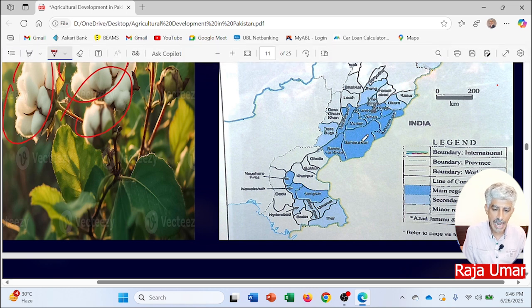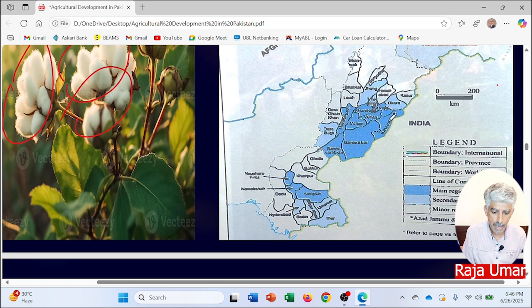Now the growing areas, the map of Pakistan where the cotton crop is grown. You can see that it is South Punjab: Bahawalnagar, Bahawalpur, Rahim Yar Khan, Vehari, Multan, Khanewal, Sahiwal, Muzaffargarh, and all these areas. And in Sindh, Naushahro Feroze, Nawabshah, and Sanghar districts.